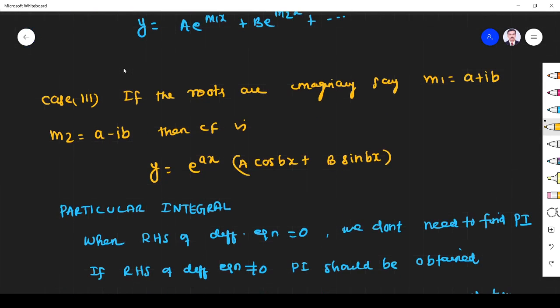In case 3, if the roots are imaginary, say we have two roots, one root is a plus ib and the other root is a minus ib, then the complementary function is y is equal to e^(ax) (A cos bx plus B sin bx). This is the way we have to find a complementary function.